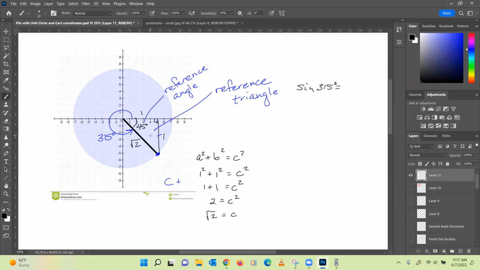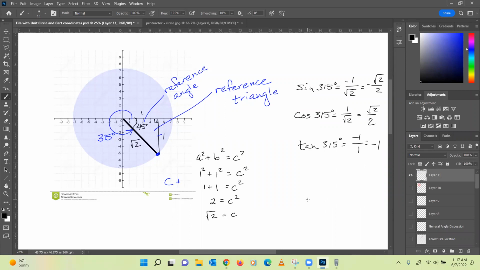We'll use our reference triangle. Sine is opposite over hypotenuse. Opposite is -1. Hypotenuse is √2, which we could rationalize to -√2/2. Cosine of 315 degrees is adjacent over hypotenuse. We would rationalize to √2/2. And tangent of 315, opposite over adjacent. Oh, and that's a negative. All students throw chalk, only cosine was positive.